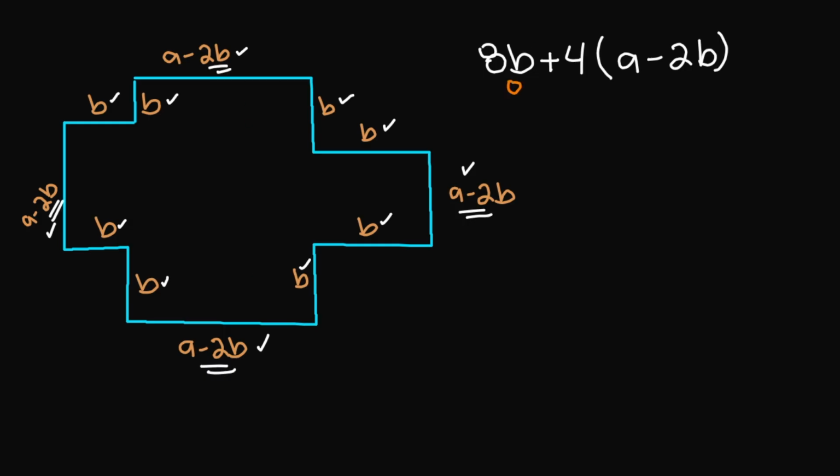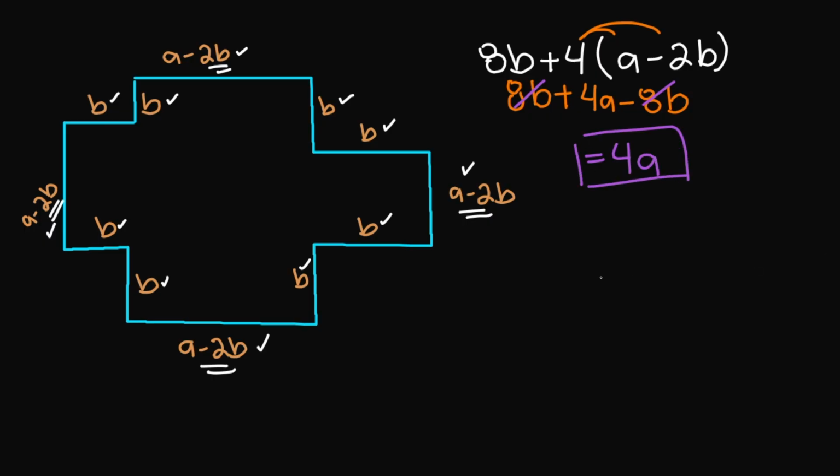So now we have 8B plus, I'm going to distribute this 4 inside the parentheses. So plus 4 times A, this is going to be 4A, and then 4 times negative 2B is going to be negative 8B. And now we're going to combine like terms. And by looking at this example here, notice that your 8B's are going to cancel out. You have a positive and a negative, and those are going to cancel out. So your final answer here is just going to be 4A.